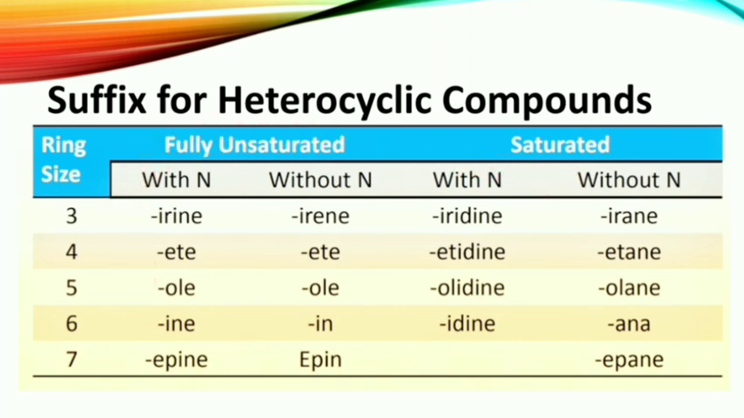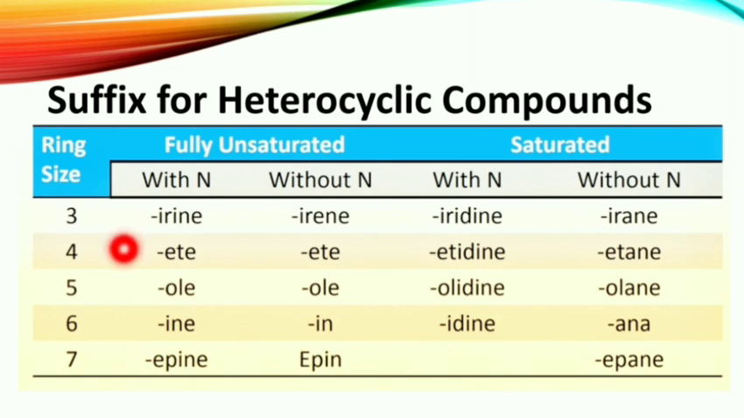If a 3-member ring structure is present in the heterocyclic compound and the structure is unsaturated, you have to use suffixes like irine with nitrogen, and if without nitrogen, irene. If the compound is saturated, you have to use iridine with nitrogen, and if without nitrogen, irane. So you have to remember all these things for the nomenclature of heterocyclic compounds.